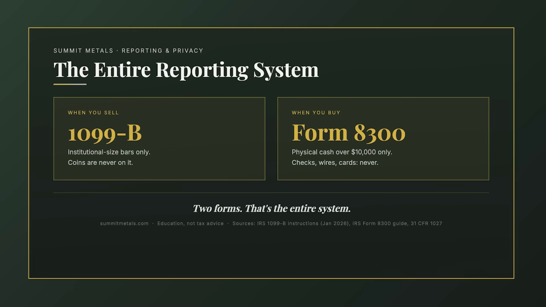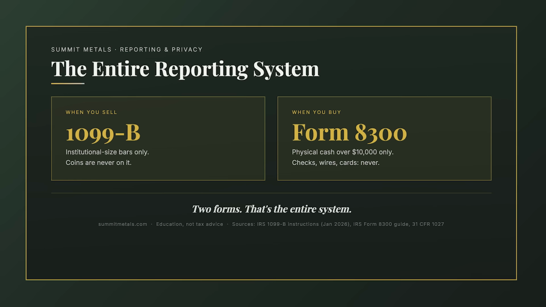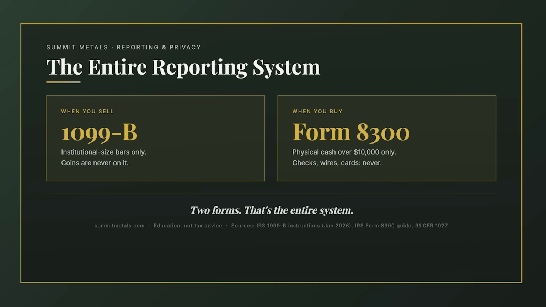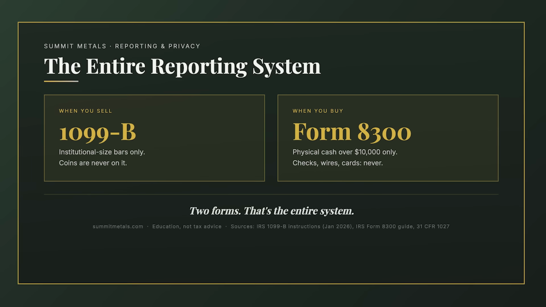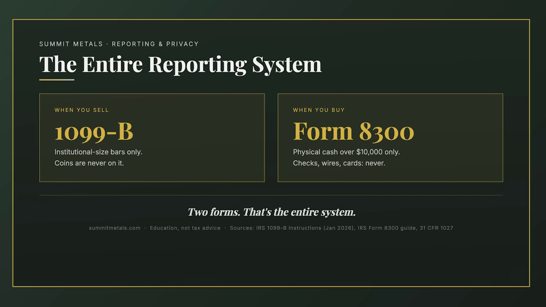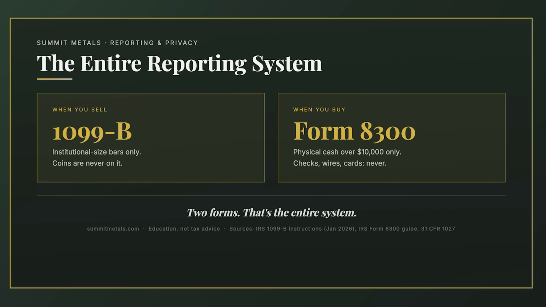All right, let's talk about what we have in our first chart, because this is very important. There are really only two boxes. One is a 1099-B and one is a Form 8300. The 1099-B is something that's used for when you sell. And I'm going to talk about specifically when that form gets keyed. The Form 8300 is a form that's used for when you buy, and in particular with cash. And I'm going to talk about that as well.